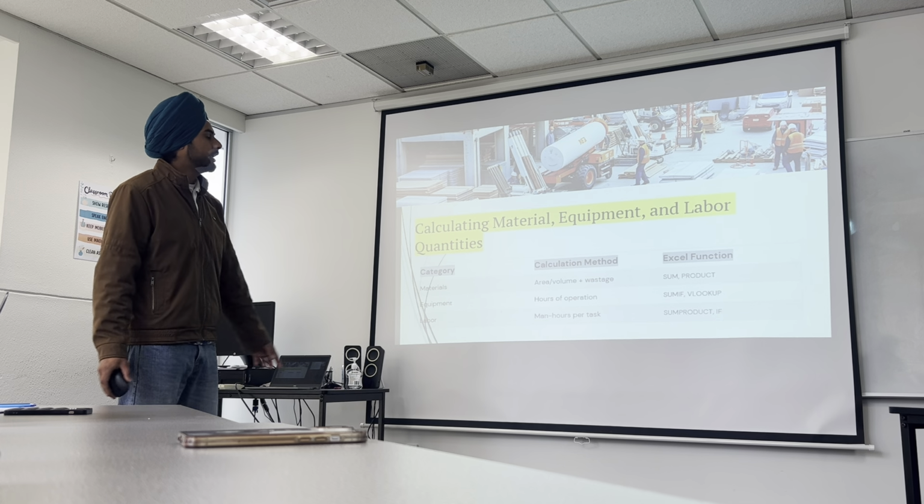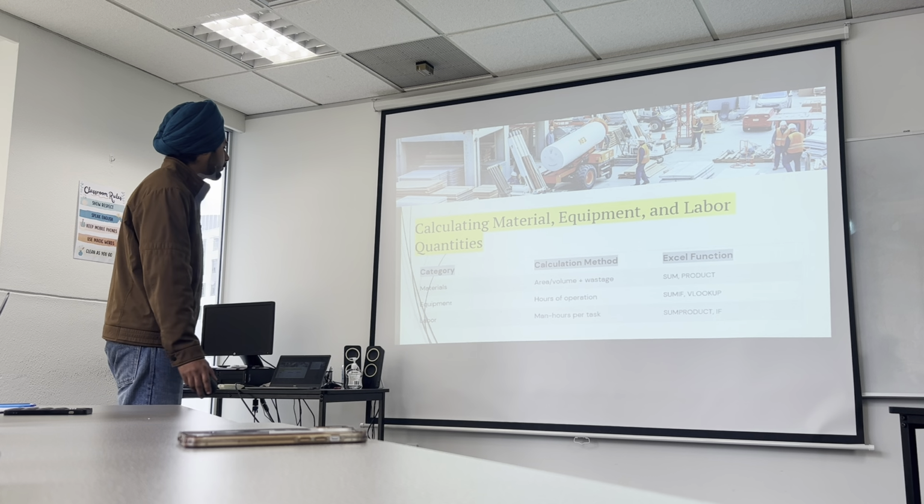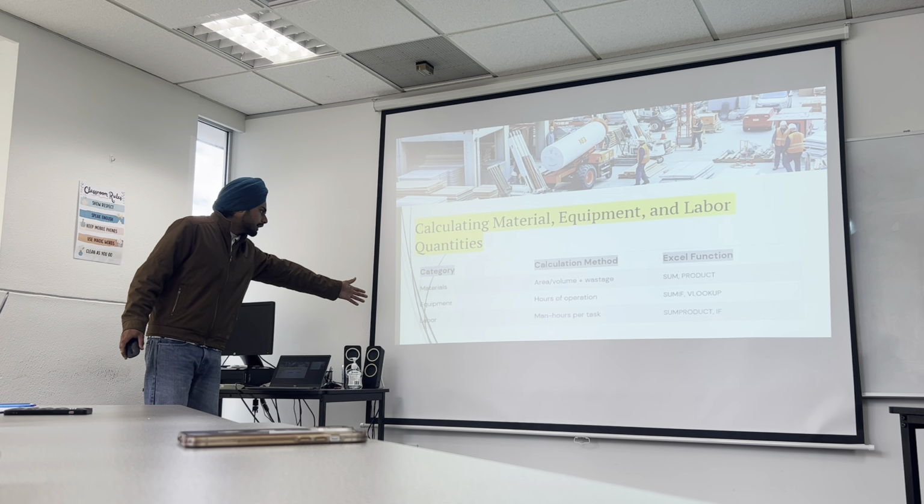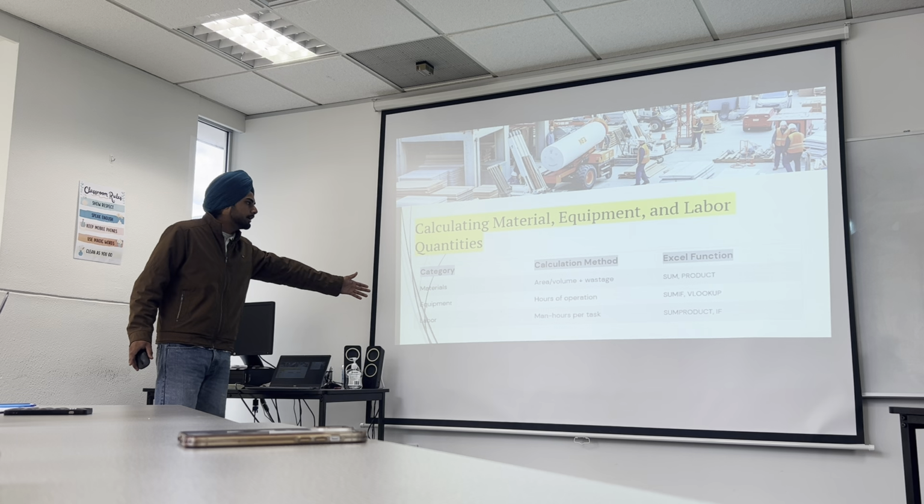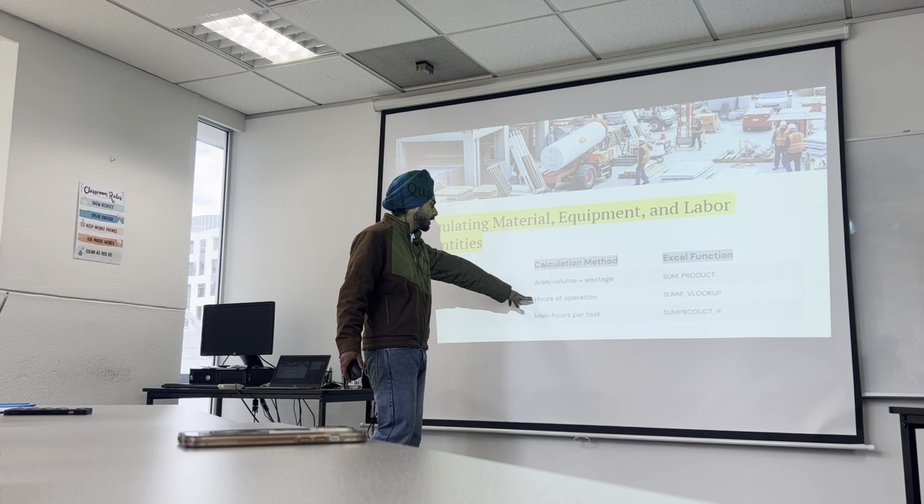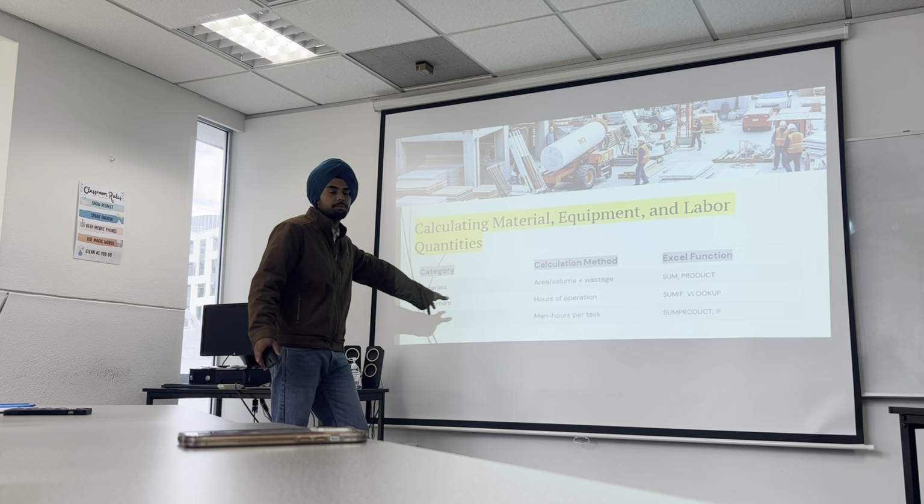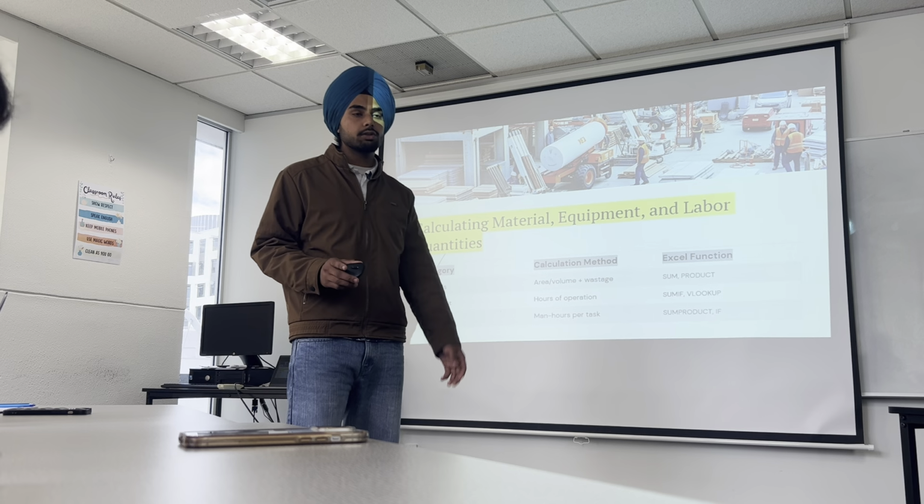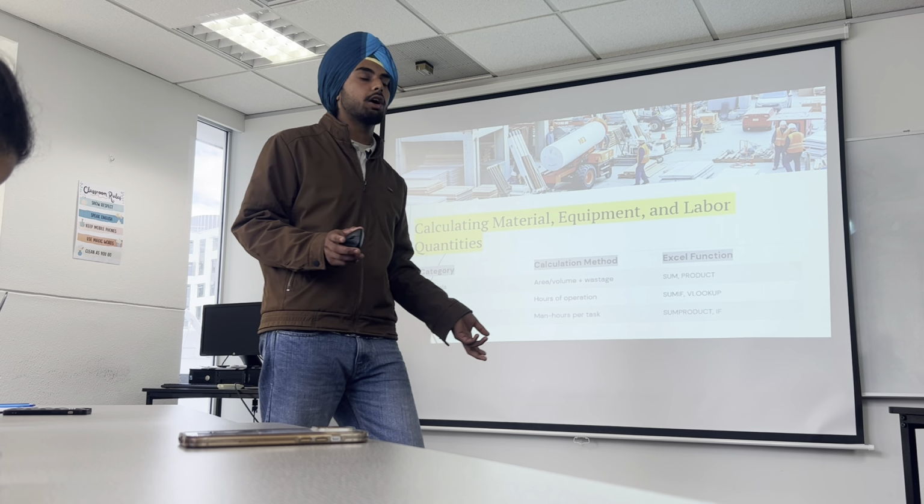Calculating material, equipment, and labor quantities. So this is a table, you can all see this. These are the categories: materials, equipment, labor. These are the calculation methods. For material: area, volume plus wastage. Hours of operation for equipment. If we are using any equipment, we have to calculate how much time it worked.